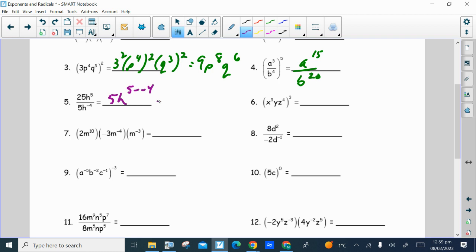9. Do we need to do anything else to that, Keen? Why? Because there's no negative exponents. Yeah.